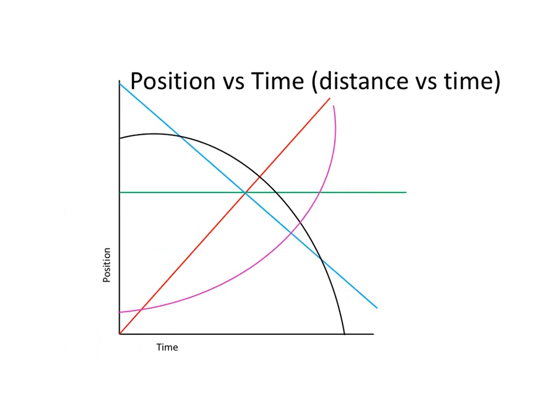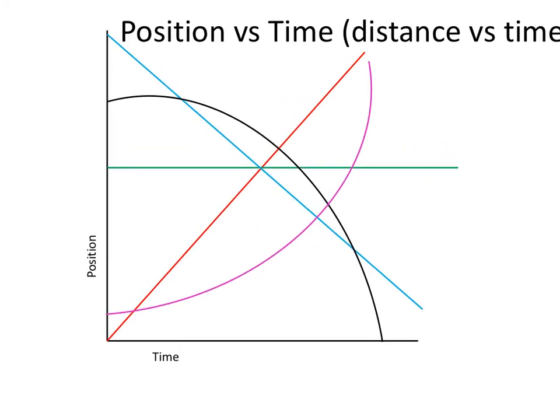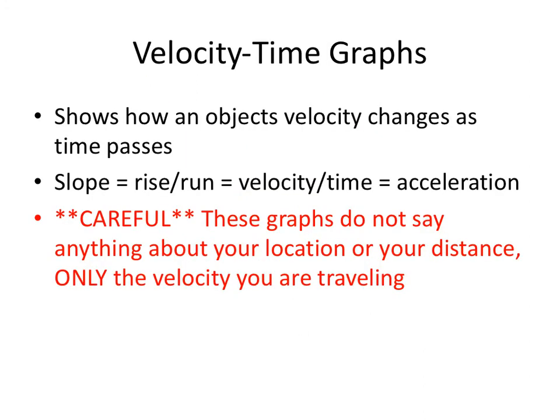Which color are they stopped? Green. Which one are they moving away from start in the positive direction? Red and purple, right. But which one's moving at a constant speed? Red. Who's going away from start with an acceleration? That's purple. How about towards start with an acceleration? That's black. Towards start with constant speed? Blue. Good. All right, so those are position times.